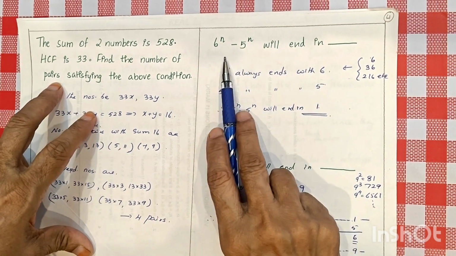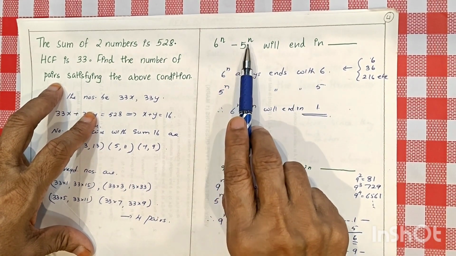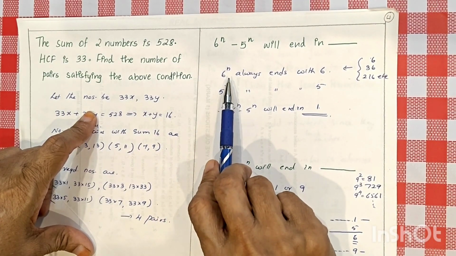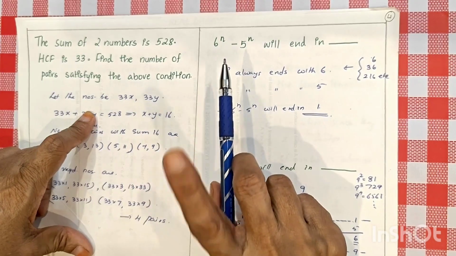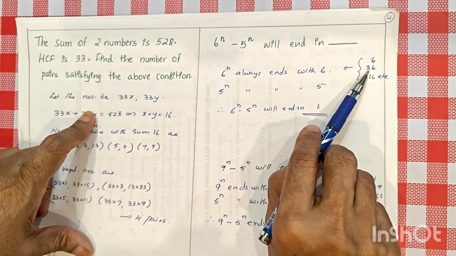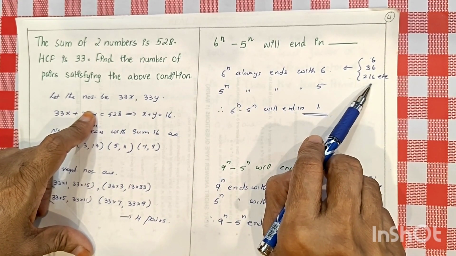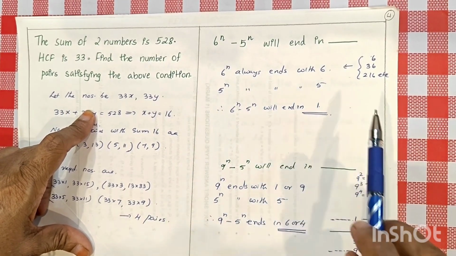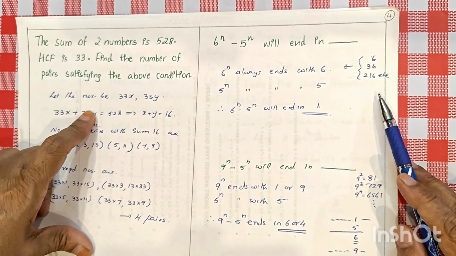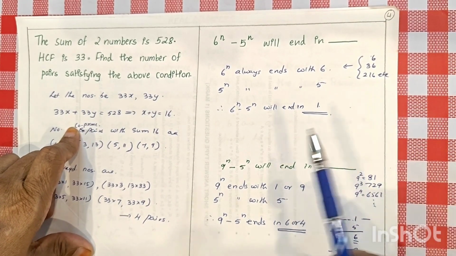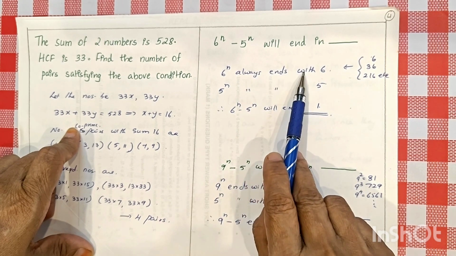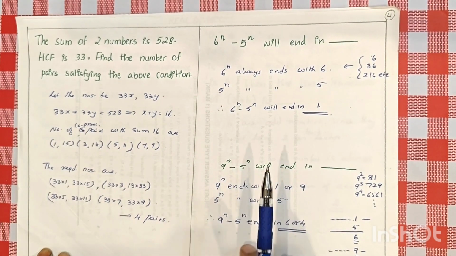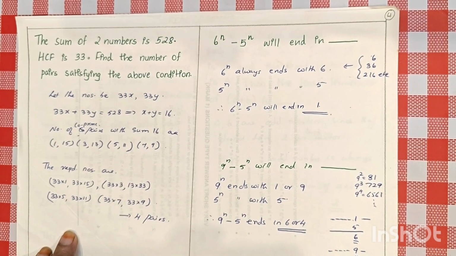This is another type of question which comes in your MCQs. 6 to the power of n minus 5 to the power of n will end in dash. So 6 to the power of 1 is 6. 6 squared is 36. 6 cube is 216. And similarly, you put any number for n and try to find out the value. It will always end in 6. That you should remember. 6 to the power of n always ends with 6. And similarly, 5 to the power of n, 5 squared, 5 cube, 5 to the power of 4, everything will end in 5.